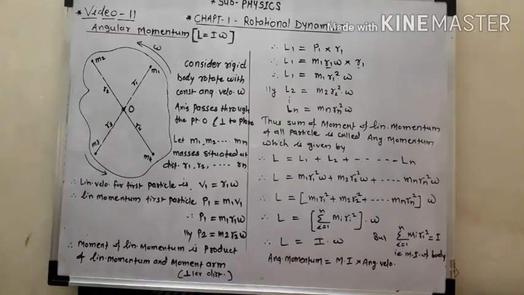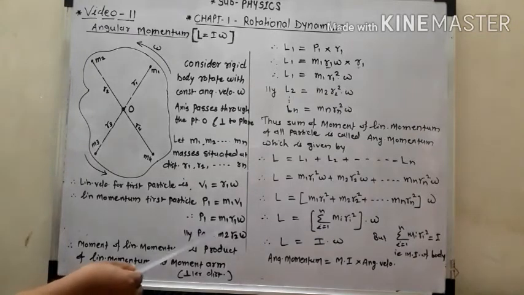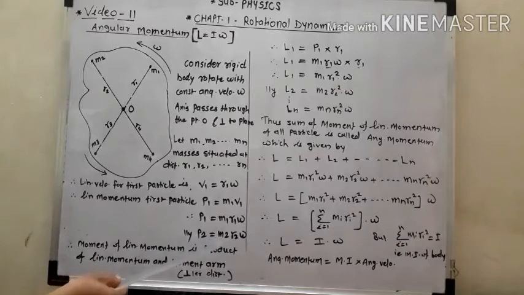For the first particle, mass m1 and distance r1, we write P1 is equal to m1 r1 omega. Also, for the second particle, the linear momentum P2 is equal to m2 r2 omega. Understand? This is the linear momentum for the first and second particle: P1 is equal to m1 r1 omega and P2 is equal to m2 r2 omega.